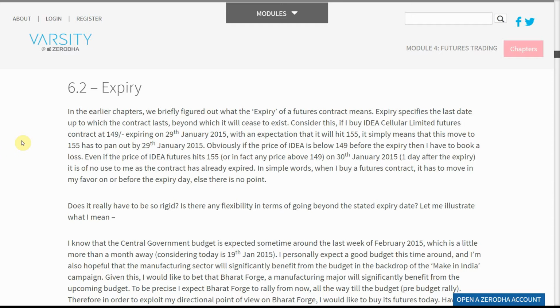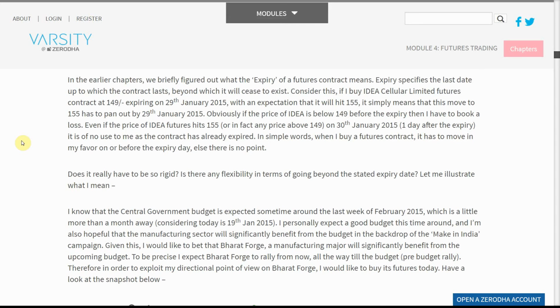Obviously, if the price of Idea is below 149 before the expiry, then I have to book a loss. Even if the price of Idea futures hits 155, or in fact any price above 149, on the 30th of January 2015, one day after the expiry, it is of no use to me as the contract has already expired. In simple words, when I buy a futures contract, it has to move in my favor on or before the expiry day. Else there is no point.